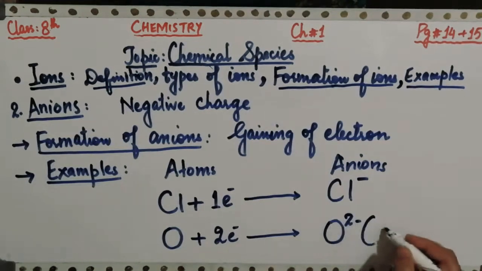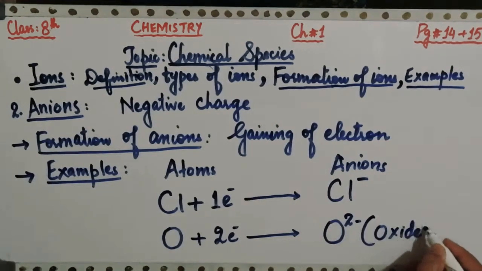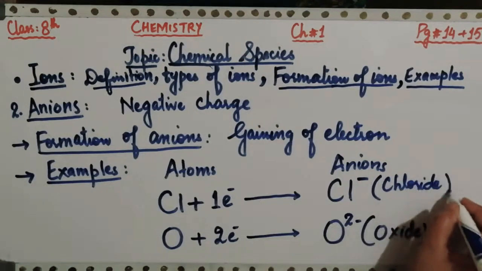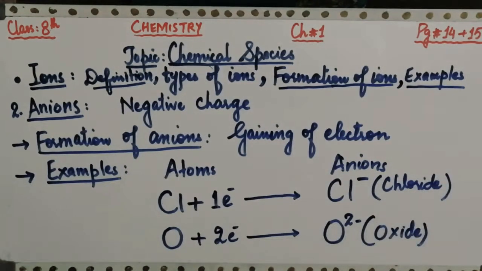What is the name of this ion? It is called oxide, while Cl negative is called chloride. So you can see the terminologies: the chlorine atom becomes the chloride ion or anion, while the oxygen atom becomes the oxide ion. This is the main difference between both: chlorine accepts 1 electron and has a -1 charge, while oxygen gains 2 electrons in its outermost shell and becomes the oxide ion having 2 negative charge.